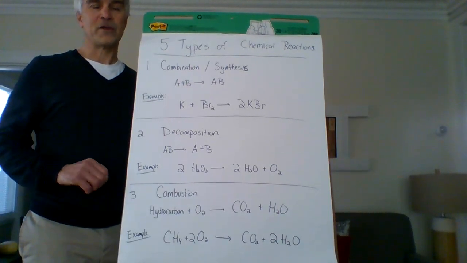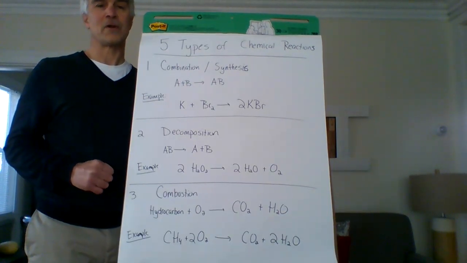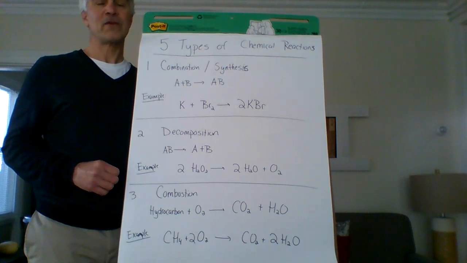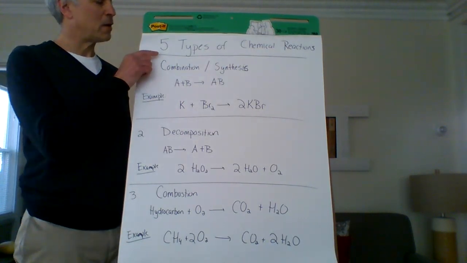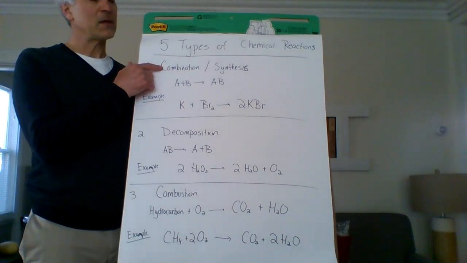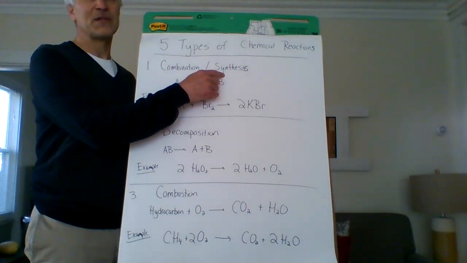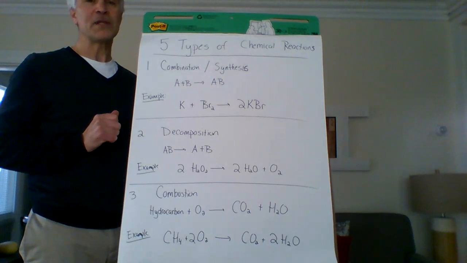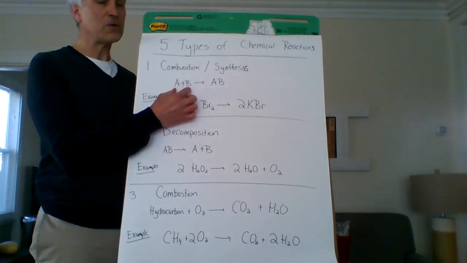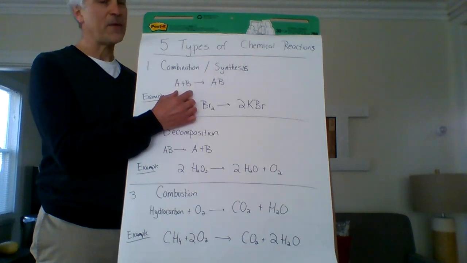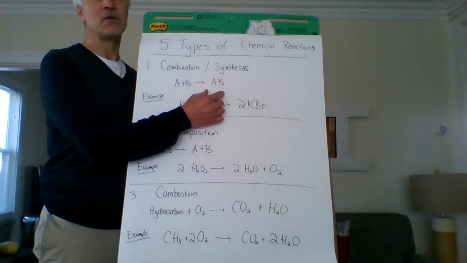Now that we've gotten proficient balancing chemical equations, we're going to look at the 5 types of chemical reactions. The first one we're going to look at is called combination. It's also called synthesis. The reason it's called this is because a combination reaction is when you take 2 different substances and they combine together to make a new substance.